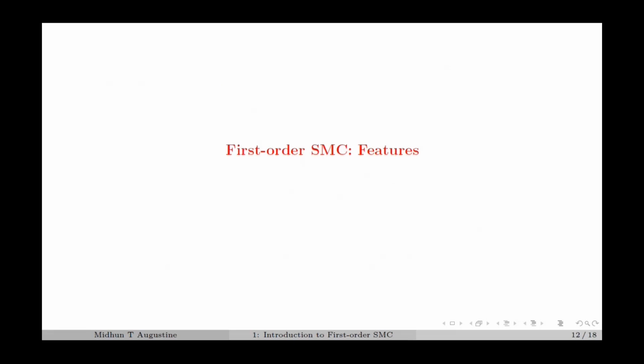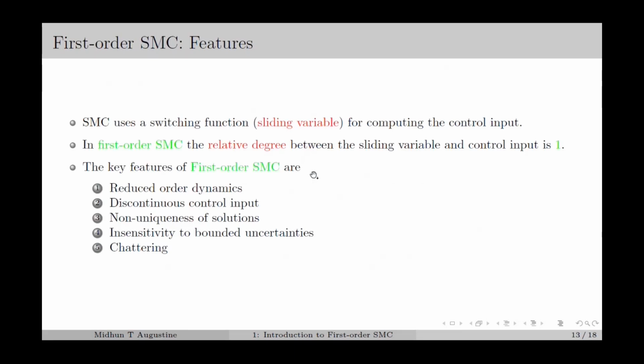Next, we briefly discuss some of the features of first order SMC. In SMC, we use a switching function for computing the control input, and the switching function is a mapping from the state or output space to the input space. In the case of a single input system, the switching function will be a scalar valued function, and we usually call it the sliding variable.